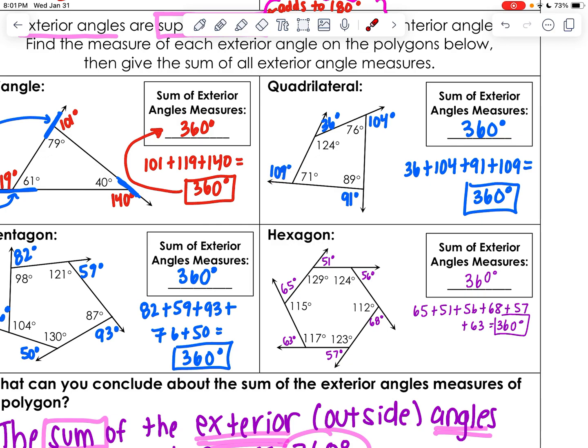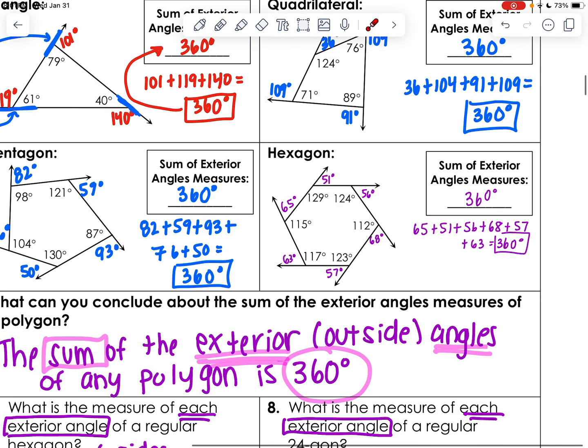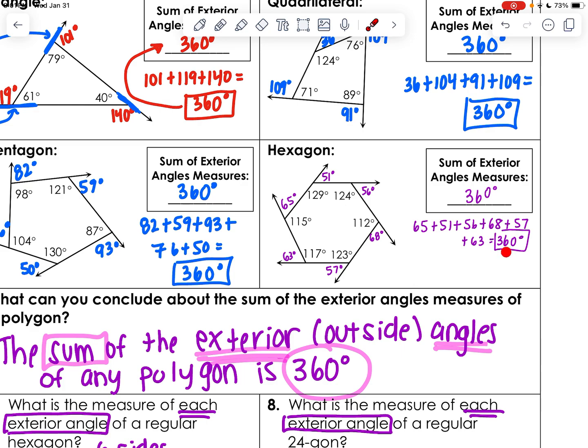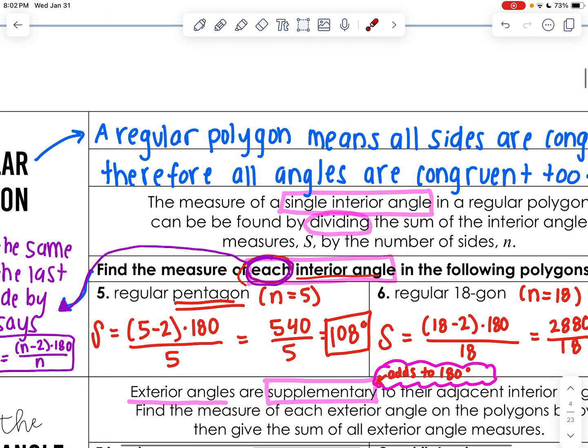If we do 36 plus 104 plus 91 plus 109, we get 360. And then finding all these, if we add these all up, we get 360. So every single time, the sum of the exterior or the outside angles of any polygon is always 360. Now remember, before we were talking about interior.